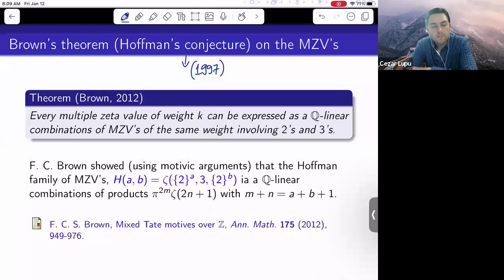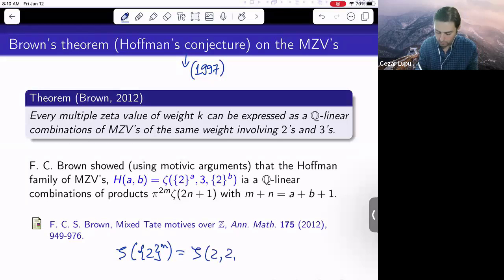And with the motivic arguments, he reduced everything to evaluating this non-trivial family of Hoffman elements involving a copies of two, a single three, and then b copies of two. So in other words, I wrote it like this. When I write it like this, I mean zeta of 2, 2, 2, so I have n copies of two.